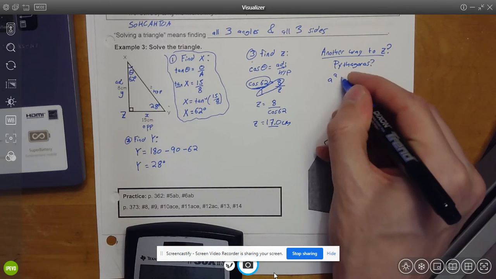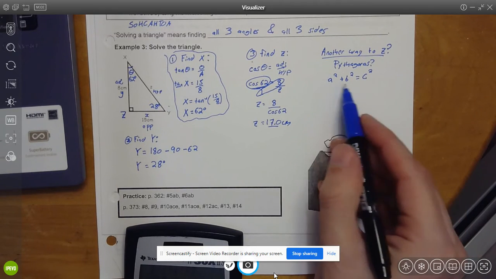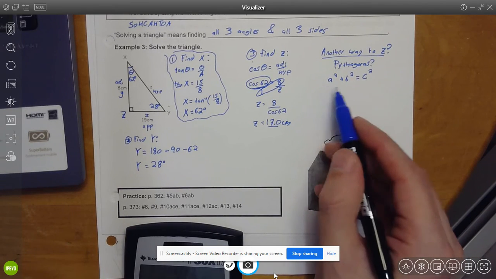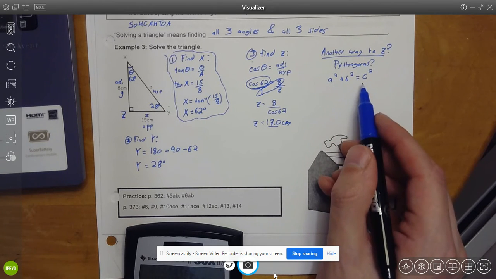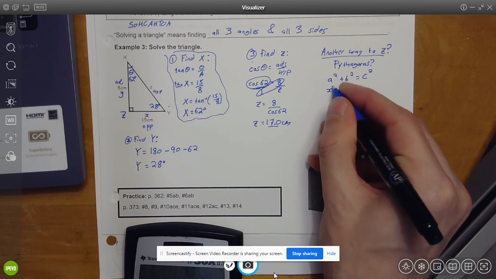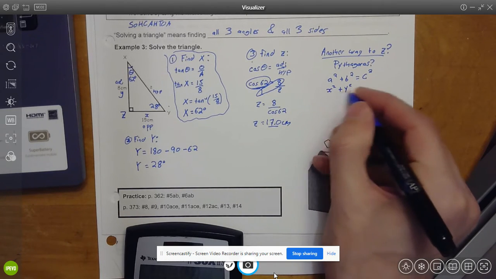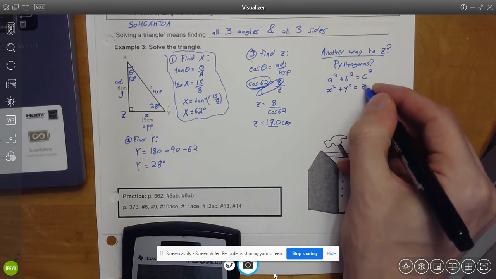So we know that a squared plus b squared equals c squared. That's the Pythagorean theorem. A and b don't matter which one is which. Those are the two short sides, the two legs of our right angle triangle. C is the longest side, the hypotenuse. So in this case, we could say that, for example, a could be x, b could be y. Those could be reversed. C has to be the hypotenuse, so that would be z squared.